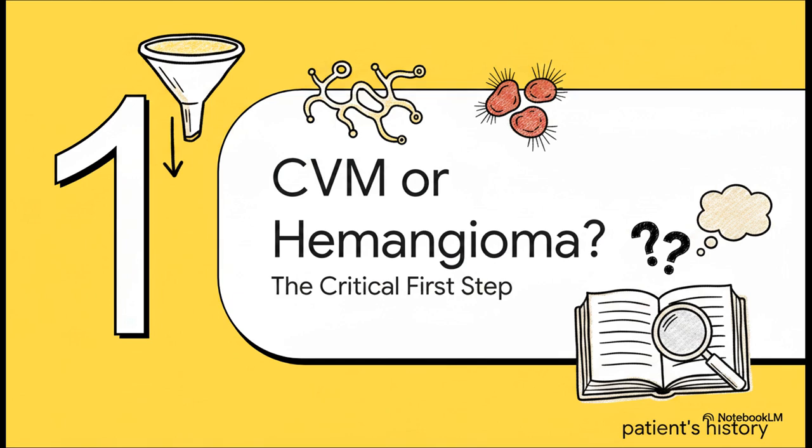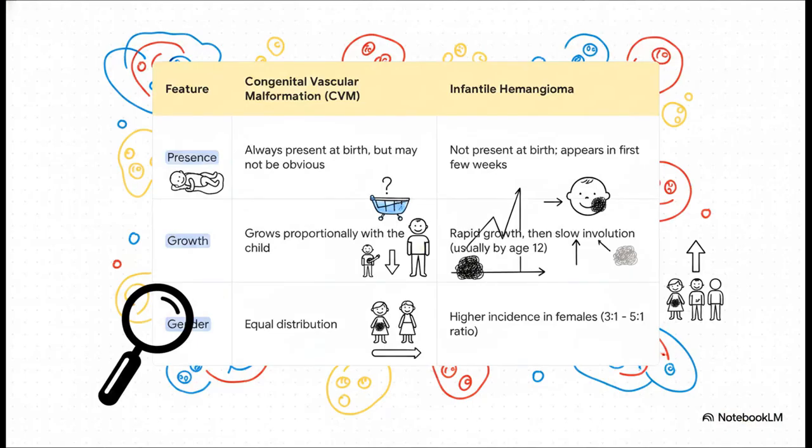Okay, so let's start at the very top of that funnel. Figuring out if you're dealing with a CVM or an infantile hemangioma is, without a doubt, the most important first step. And luckily, the answer is usually hiding in plain sight, right in the patient's history. This table really breaks it down beautifully.